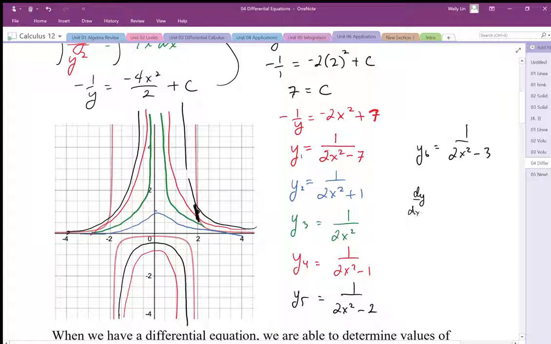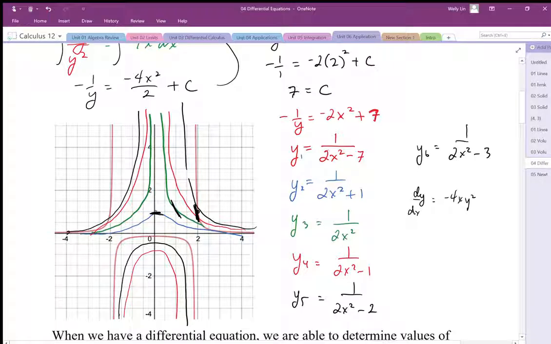dy/dx equals negative 4xy squared. So I can choose a point at, sorry, x is 0, y is 1. And I plug it in there, I get a slope of 0. Okay, and that's true there. If I choose a point where x is 1, y is 1, I'm going to get a slope of negative 4. So it's going to have a slope of negative 4 here.